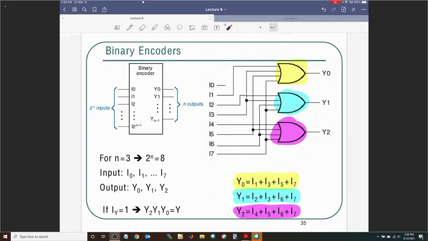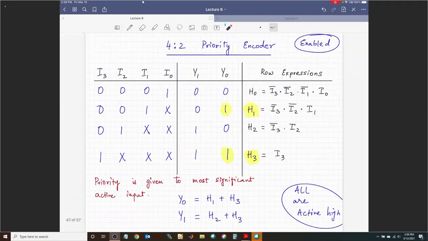But you would also have to add some more combinational logic to your circuit. All right, so that was about the binary encoder. Then we looked at the priority encoder, in which we were giving the priority to the most significant active input. So in the first row, I0 was the most significant active input. In the second row, I1 was the most significant active input. In the third row, I2 is the most significant active input. And in the last row, I3 is the most significant active input. So those will be the ones that get counted. The rest of these guys are don't cares.